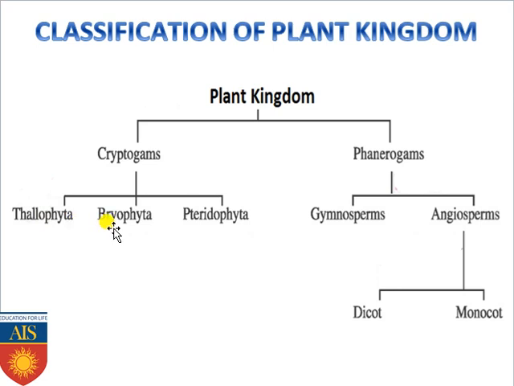Bryophyta, bryon, that word means moss. That means moss-like plants are present within this specific category. Pteridophyta, pteridos means fern. So fern-like plants will be coming within this specific category. Okay, going for the next slide.